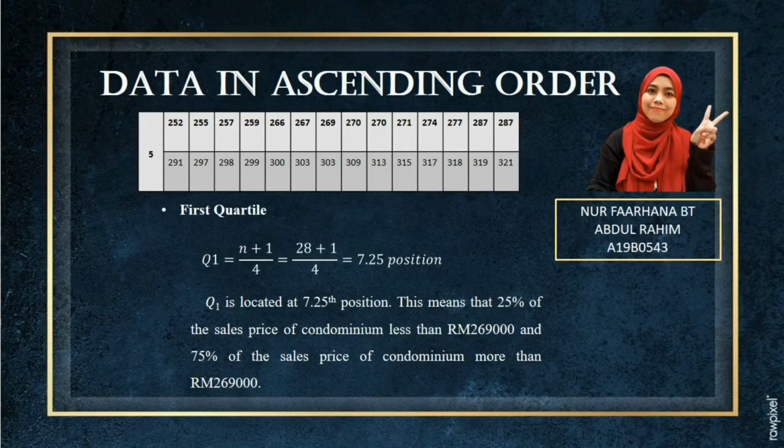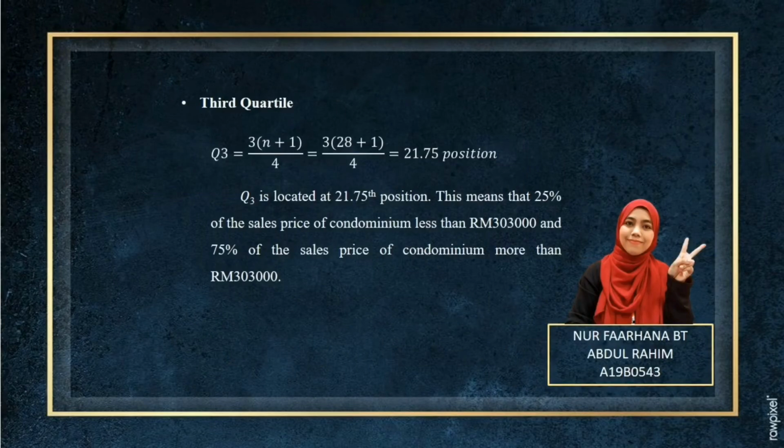It is (28 plus 1) divided by 4, and I get 7.25. Q1, or first quartile, is located at the 7.25 position. That means 25% of the sales prices of condominiums are less than 269,000 and 75% of the sales prices of condominiums are more than 269,000. Proceed to the third quartile.